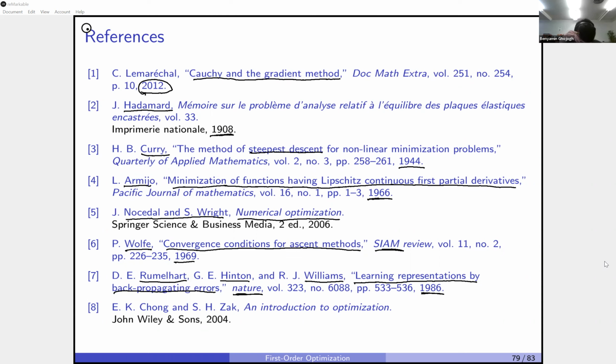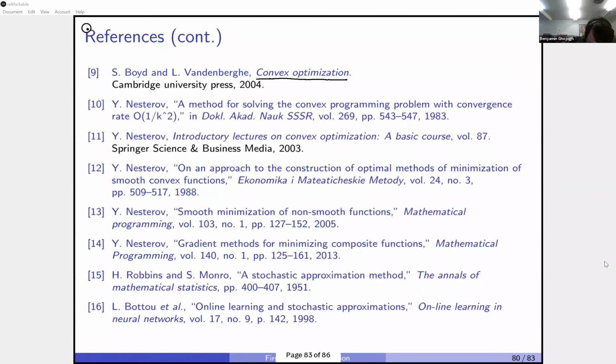Also, I don't remember this reference. What was it for? And this is the book of Boyd, published in Cambridge University Press. I think this is the AGM, accelerated gradient method, the paper for that in 1983 by Yuri Nesterov. I guess this is a Russian paper.